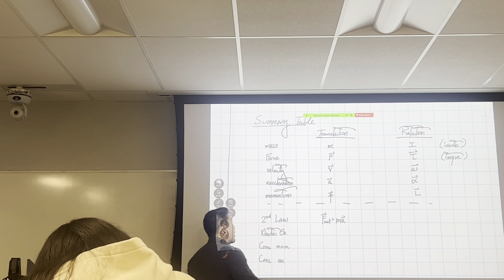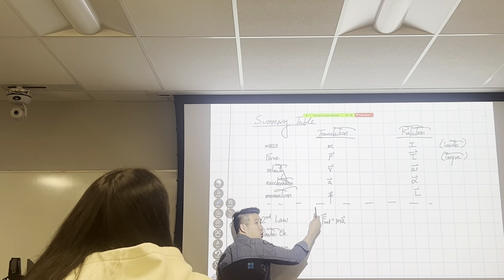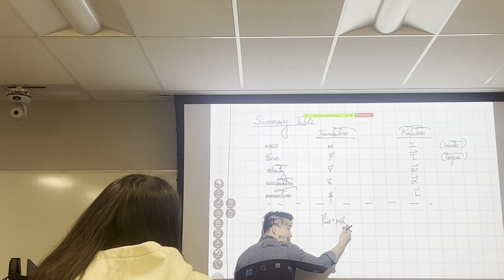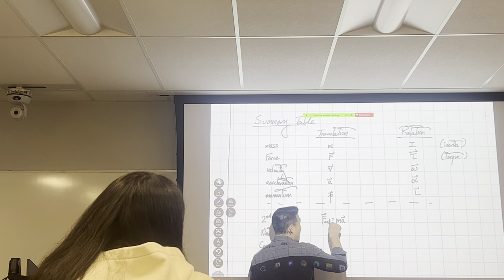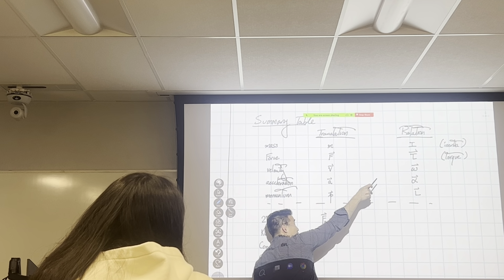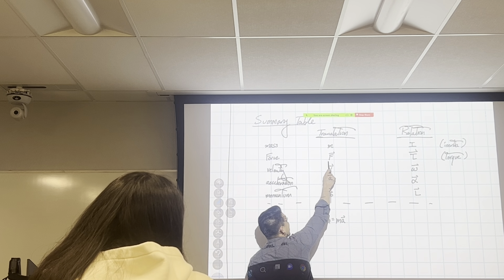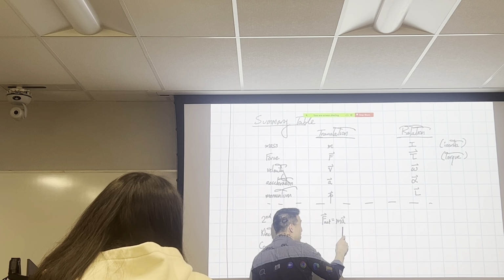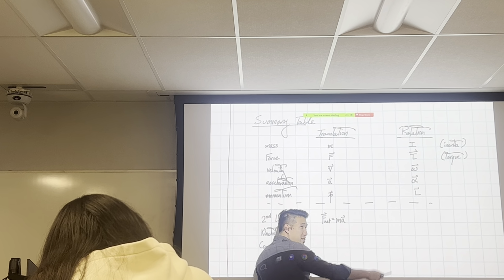The reason why I gave you this table up here is whatever you see here in translation, if you see an F, just replace it with whatever's on that side. If you see a mass, replace it with whatever's on that side. If you see an acceleration, you replace it with whatever's on that side.